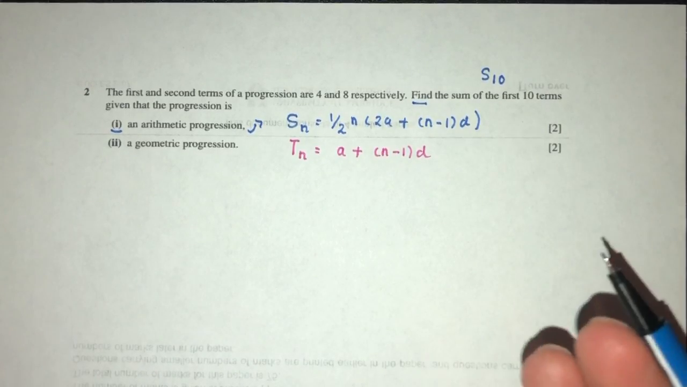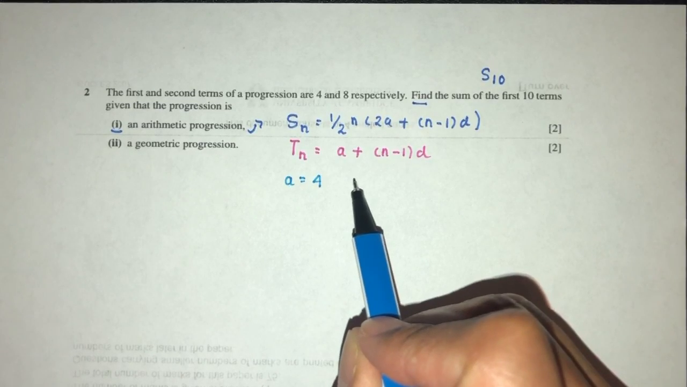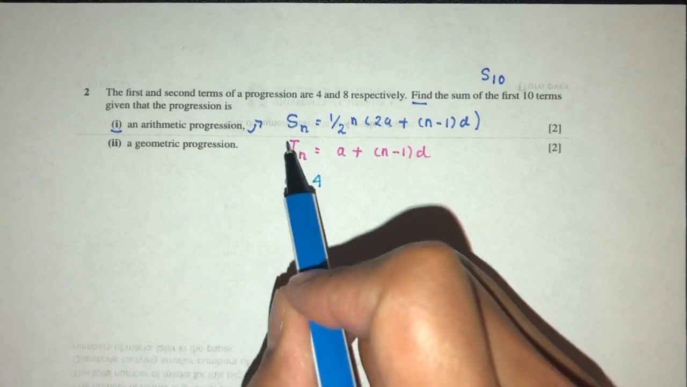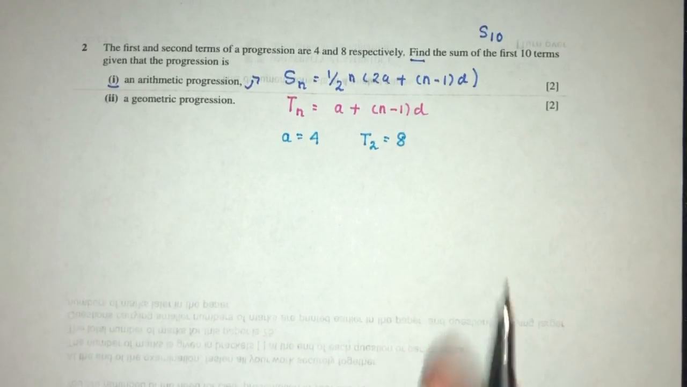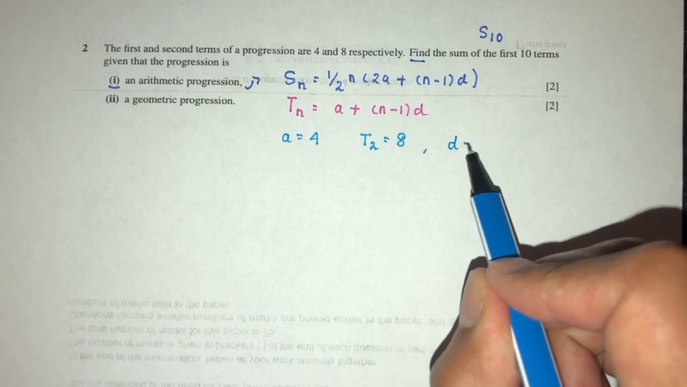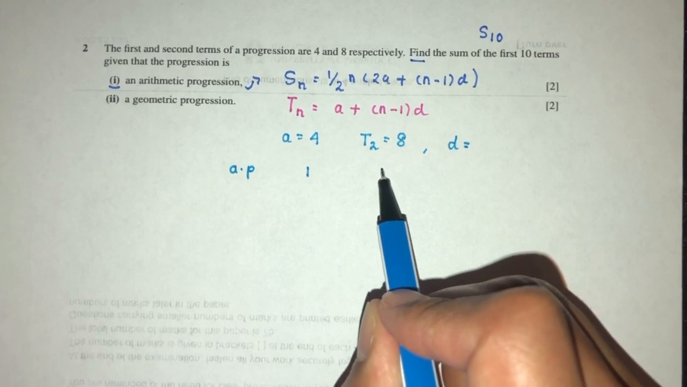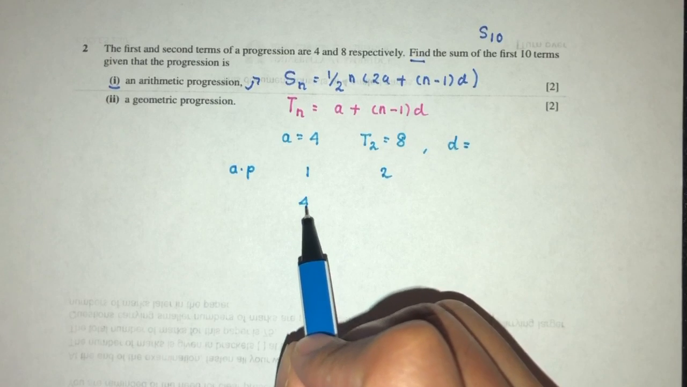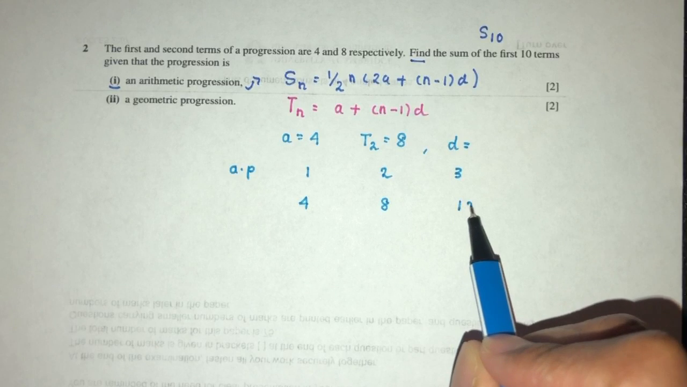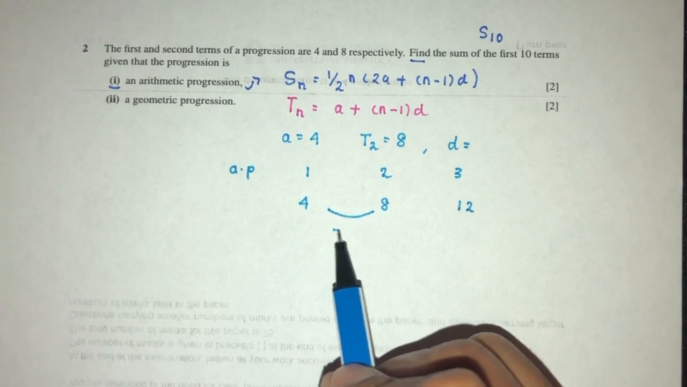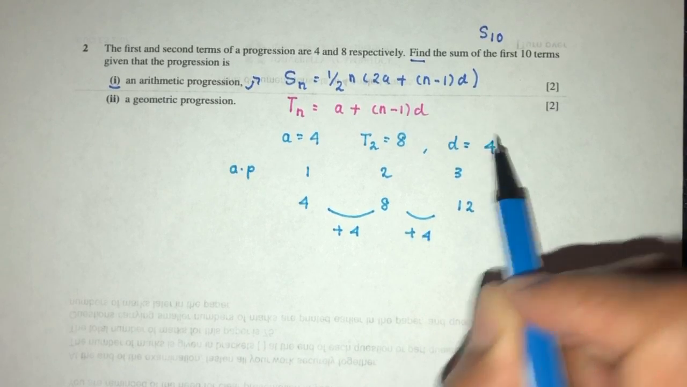Now we have to use the given information. The first term is 4 and the second term is 8. First and second terms. Now obviously the common difference will have to be what? Because we know that for AP, for example, if my first term is 4, my second term is 8, what is my third term? It has to be 12, because the common difference here is plus 4 and plus 4. So I do realize d has to be 4 right here.